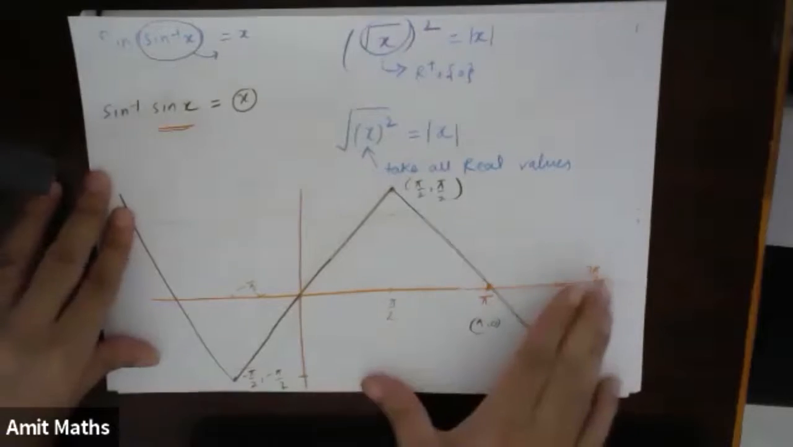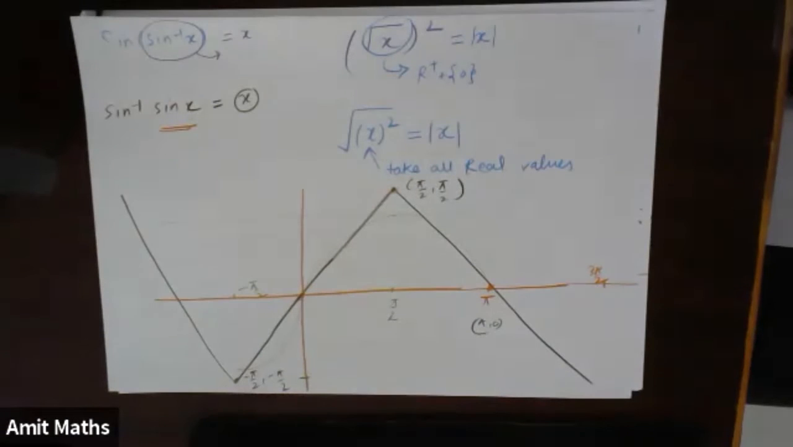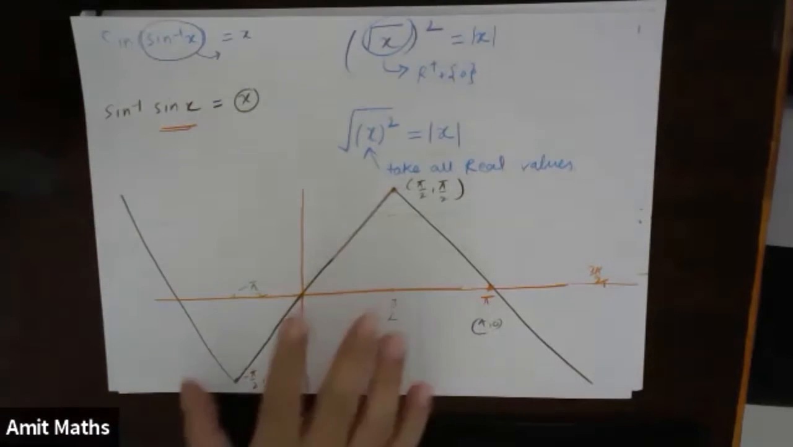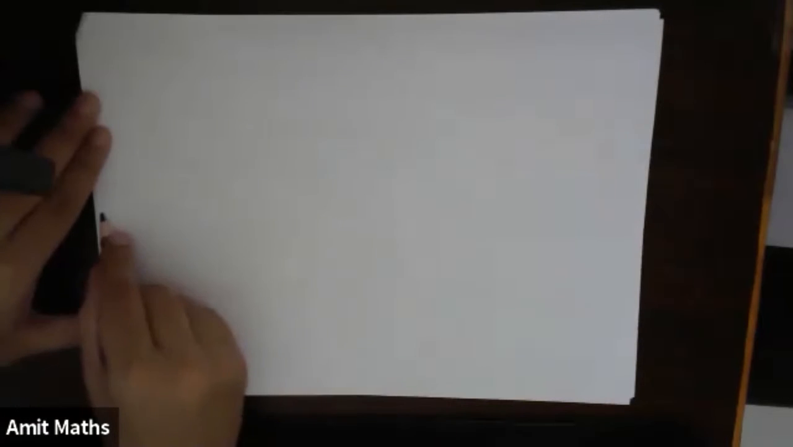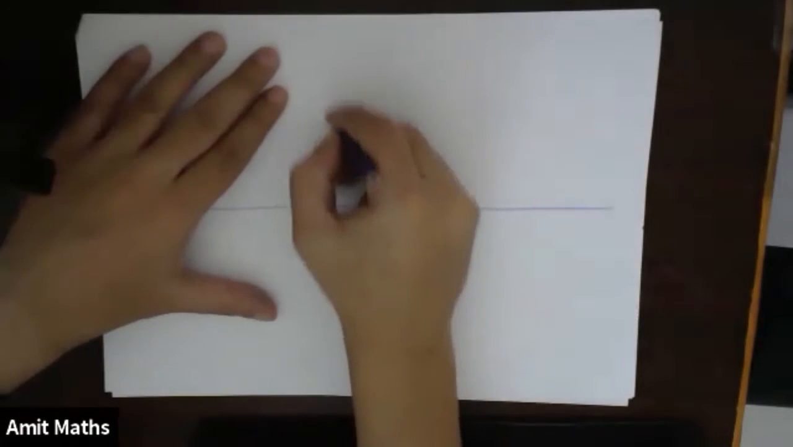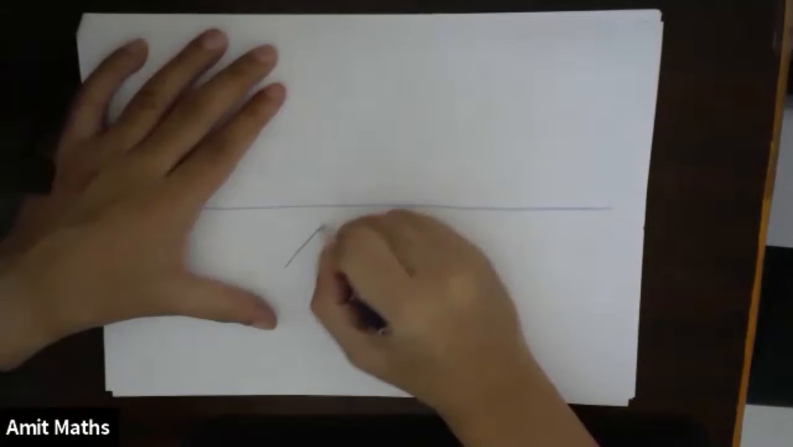Everybody understood? Okay, so just copy this part. But everybody understood or not? Or should I explain once again? Okay, fine. So what I will do, I will mark this graph once again. So this graph will be something like this.